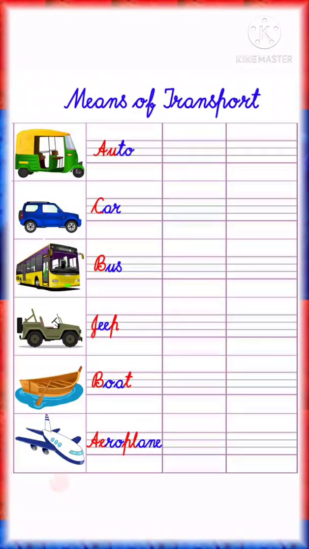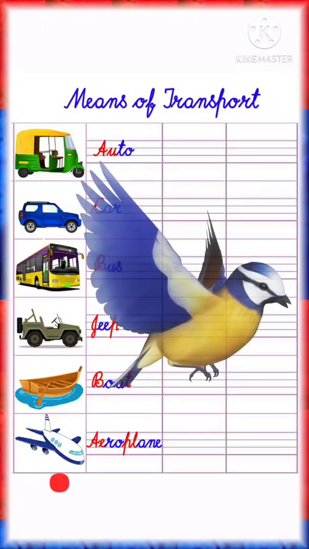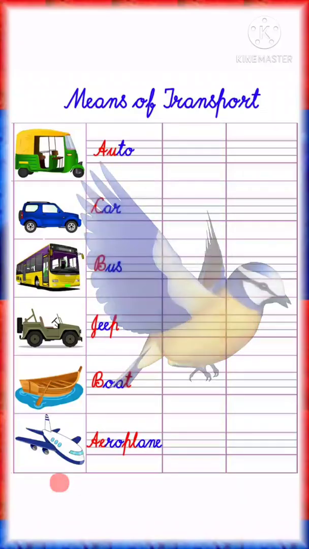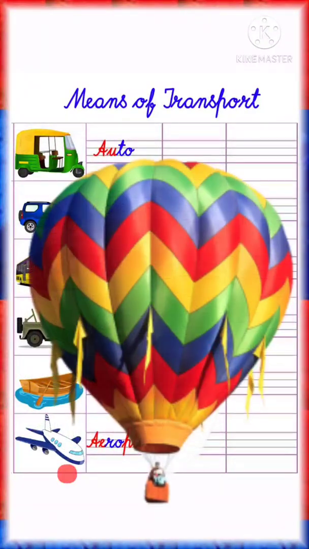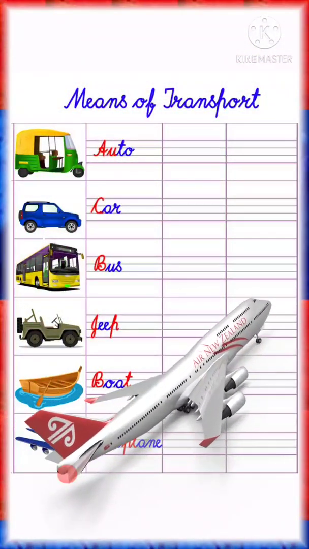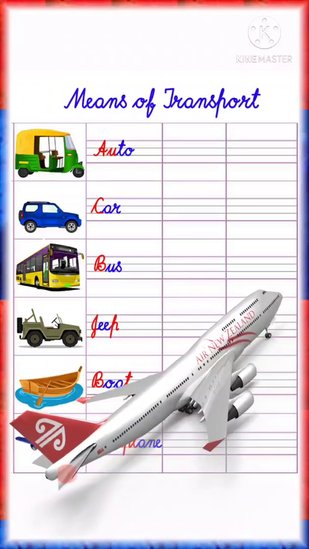Now lastly, I'll discuss air transport. Children, when we see a bird, we all wish we could also fly in a sky like a bird. Yes, we can also travel in air with the help of air transport. Now, what is air transport? Means of transport which move in air are called air transport. Now, let's see some means of transport which move in air. Children, helicopter, hot air balloon, and aeroplane. These are air transport because they move in air.